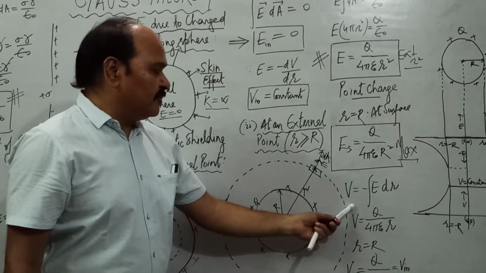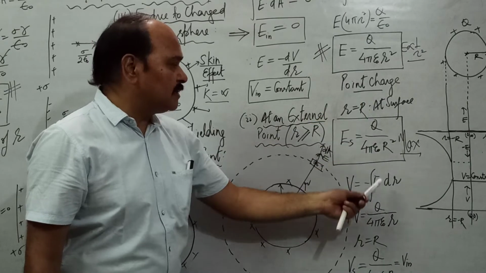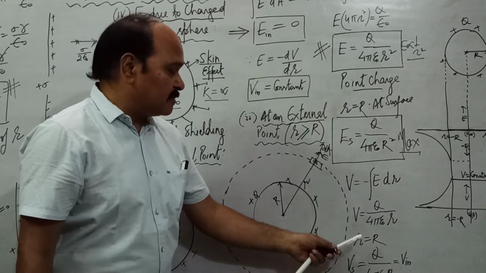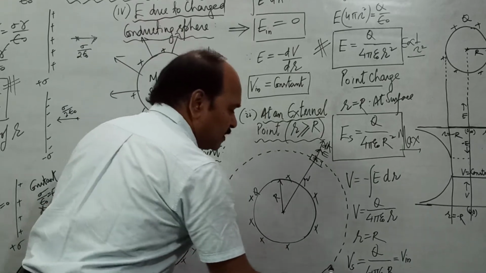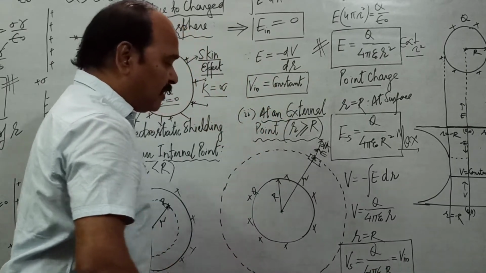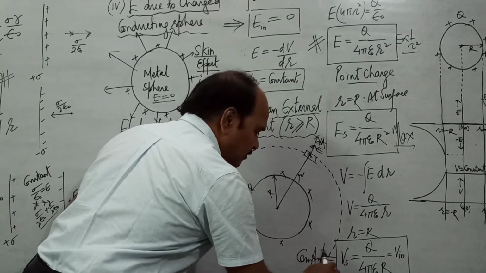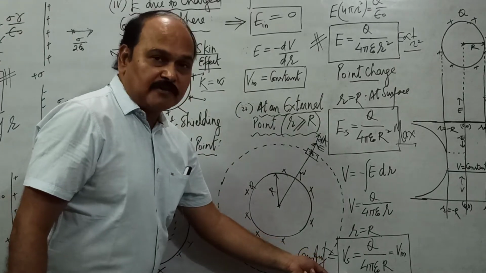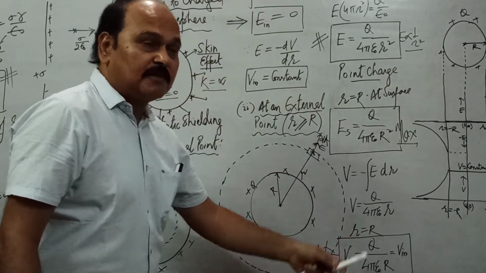Well, what about V? V we know is minus the integration of E dr. If we substitute this value of E here and integrate it, we get V as Q upon 4 pi epsilon naught r. And for the surface, r is equal to capital R. That means the value of electric potential over the surface is going to be Q upon 4 pi epsilon naught R. And this is the value of electric potential over the surface. The same is the value inside, at each and every point. So the electric potential inside is constant, and that constant value is the same as the value over the surface of the sphere. So what is the constant value inside? It is this value which is constant inside.